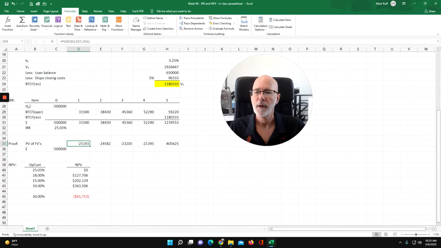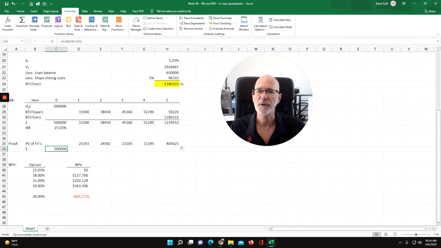Okay? Now, if I wanted to, I could simply multiply this times negative 1 to get the positive number. I would drag these formulas out to get positive numbers. Okay? Just very, very simple. So what I've done here is I've discounted these future values back at the internal rate of return. If I were to sum all of these future values discounted back at the IRR to a present value state, they would equate to 500,000.